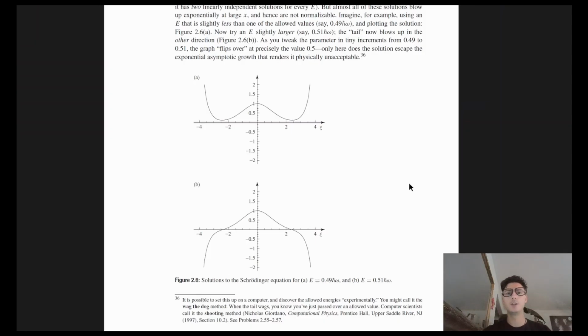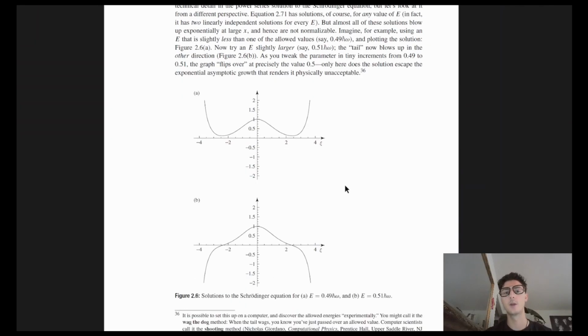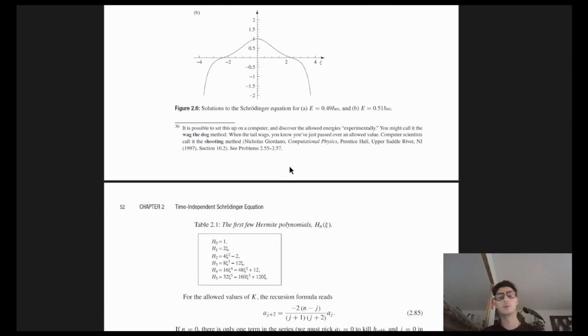So right in between, between 0.49 h bar omega and 0.51 h bar omega, is the proper solution where these explosions don't happen. The wave function just nicely, delicately touches zero all the way to infinity, and that is a normalizable solution. Like I said before, in mathematics, this is a solution and this is a solution, but in physics, this is not a real solution. It doesn't describe a real particle because we need the wave function to be normalizable. That's why we started talking about normalization in chapter 1.